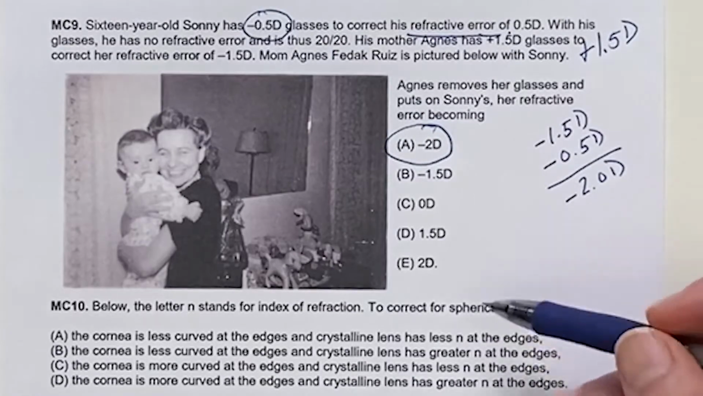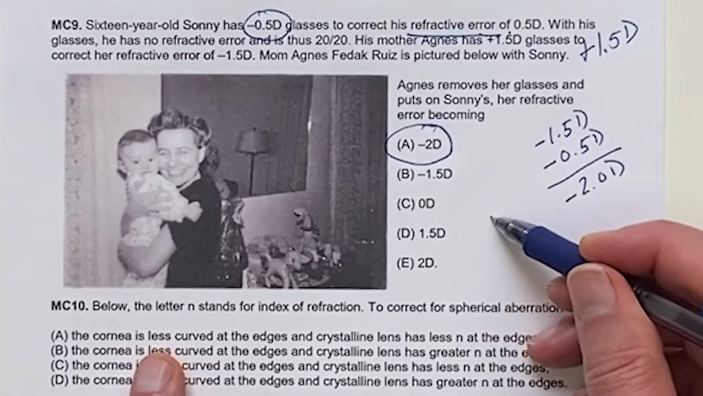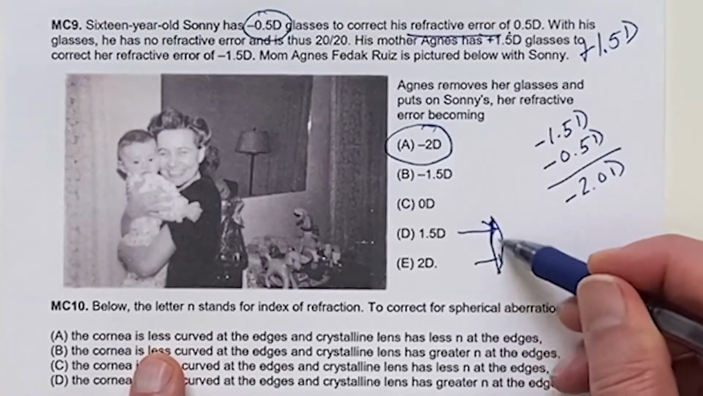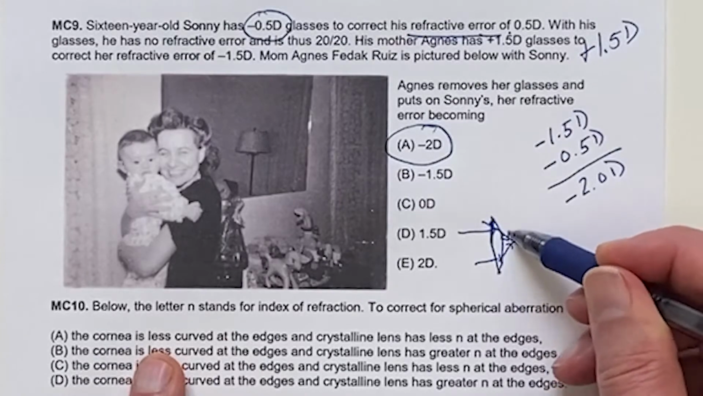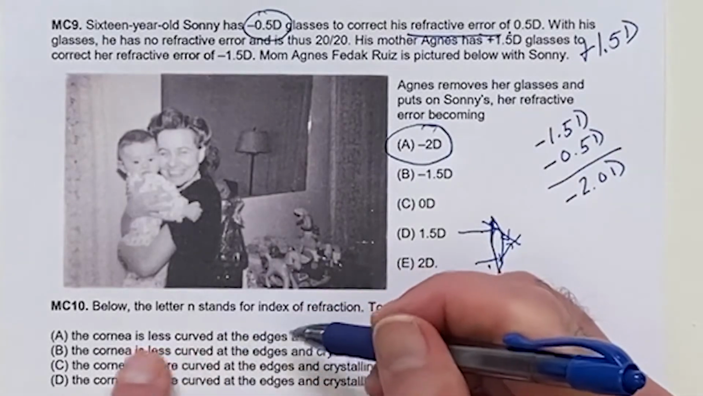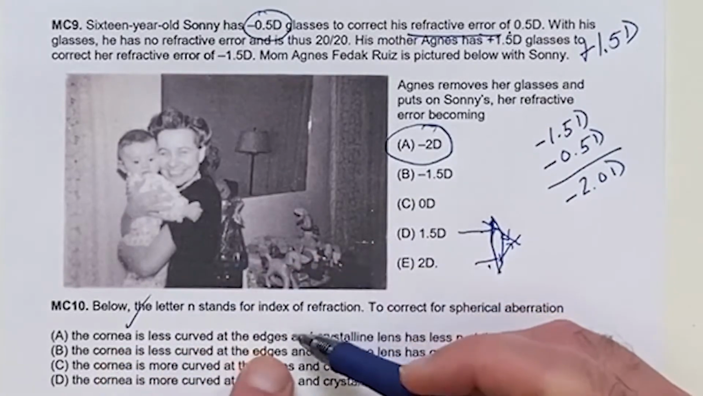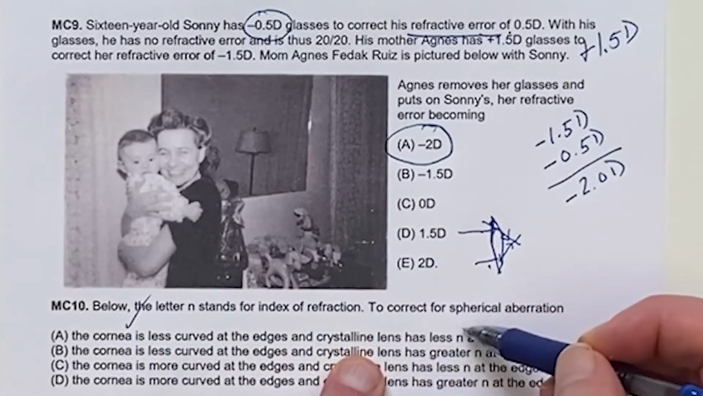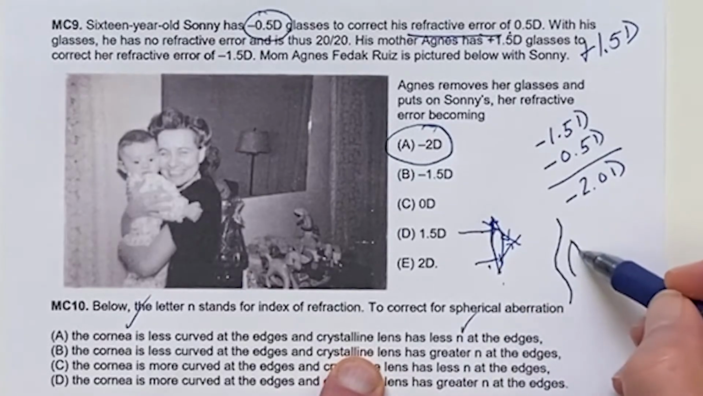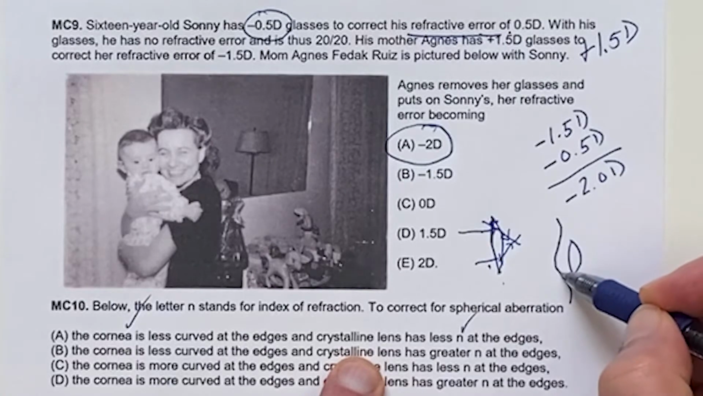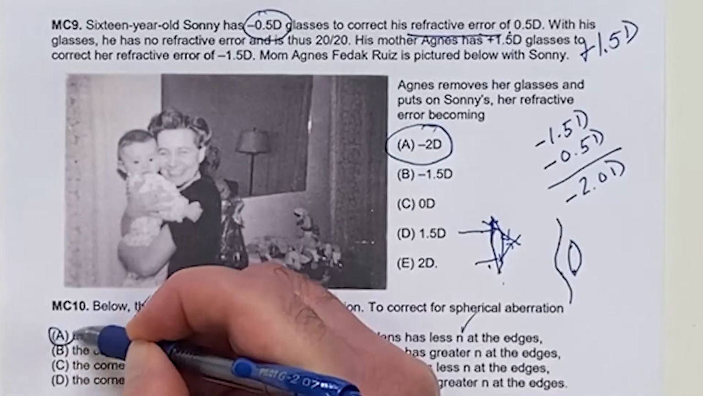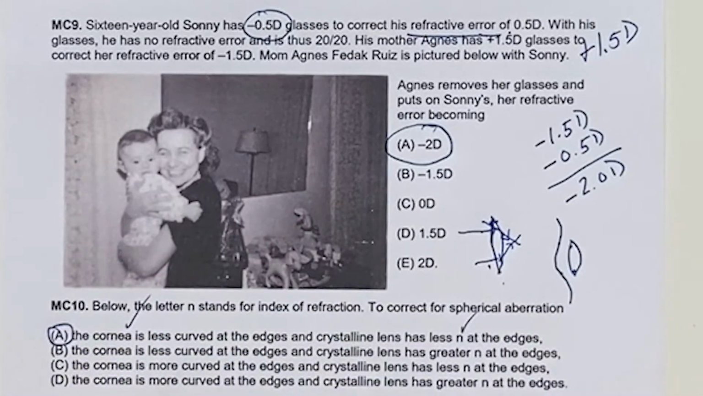This one here, to correct for spherical aberration, remember spherical aberration is that the margins bend too much. That's how you remember the spherical aberration. The marginal rays bend too much. So you want to be less curved at the end for the cornea. That'll counteract that. And the crystalline lens has less index of refraction. So you have your cornea and you have your crystalline lens. If the edges are flatter and this has a lower index of refraction, that'll take care of solving the problem.